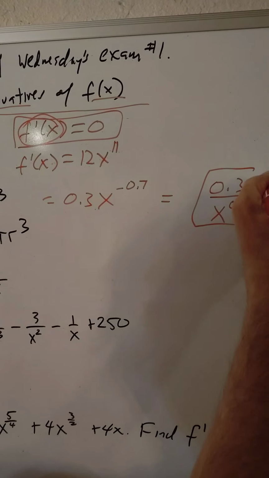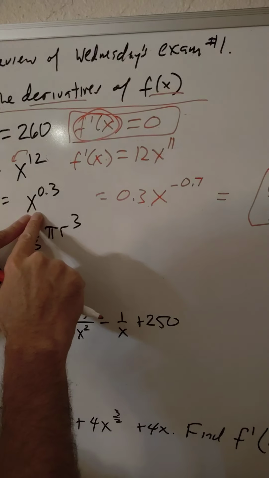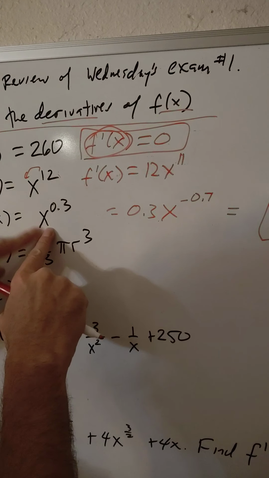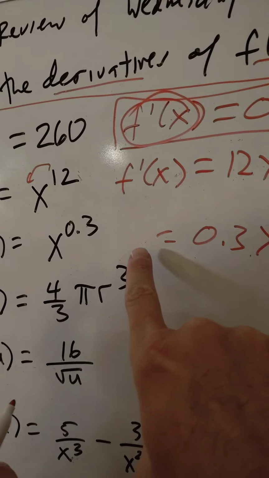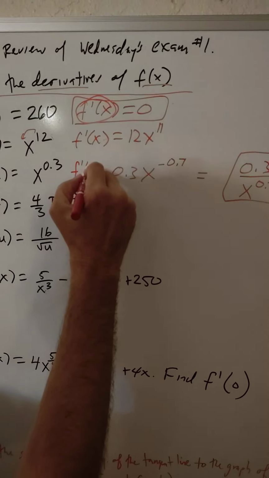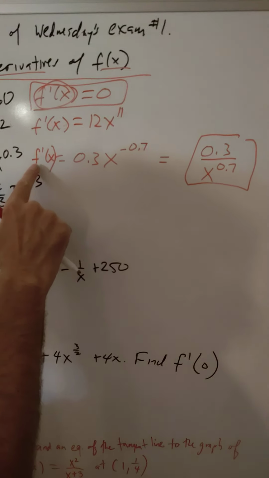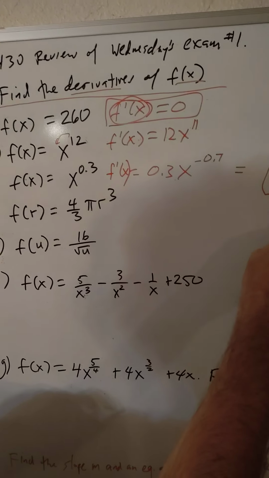I intentionally made a mistake here. Can you see my mistake? f of x is equal to x to the 0.3 power. Find the derivative. Yes, I can see it. There's no f prime of x right there. Very good, Brother Doug got it right. f prime of x. So very important, you need to write that. So f prime of x is equal to this, which is now going to be equal to that.